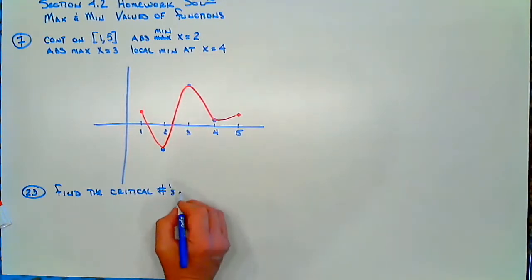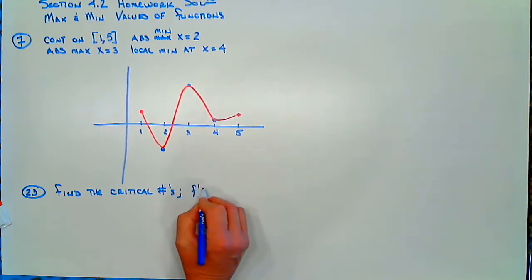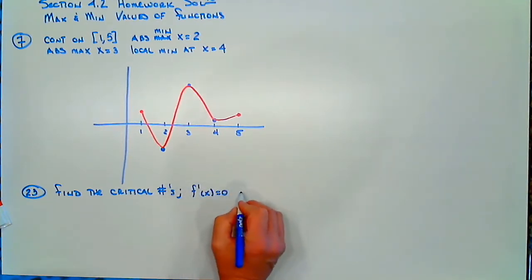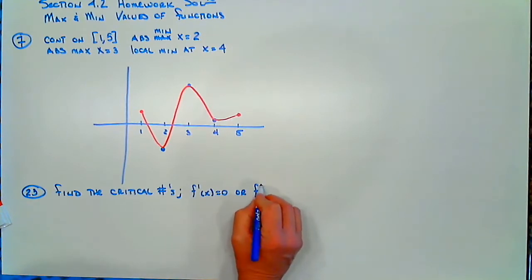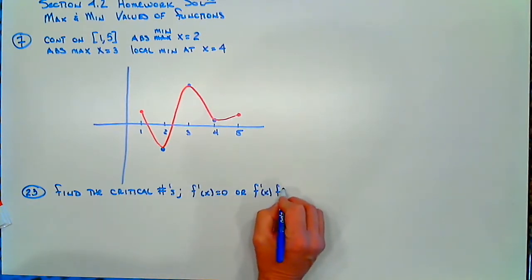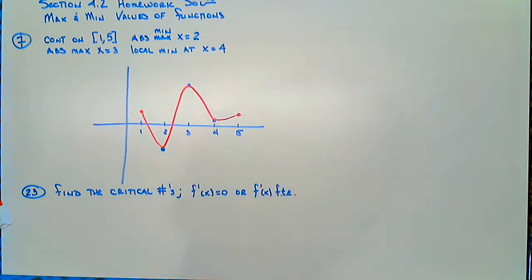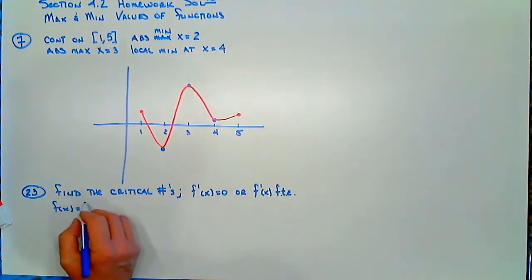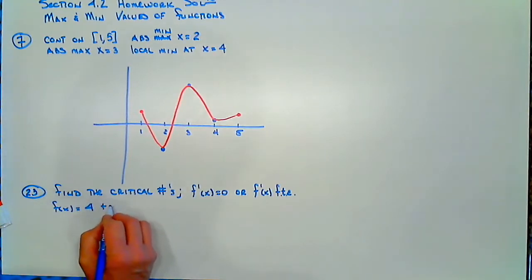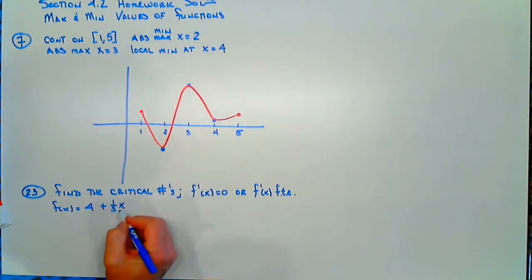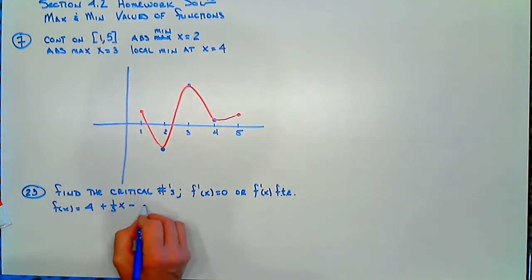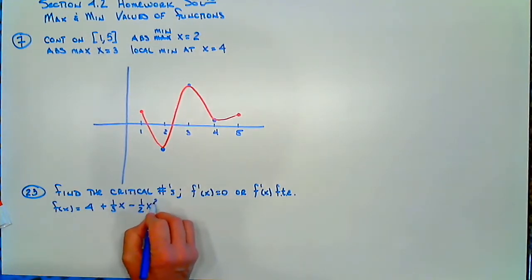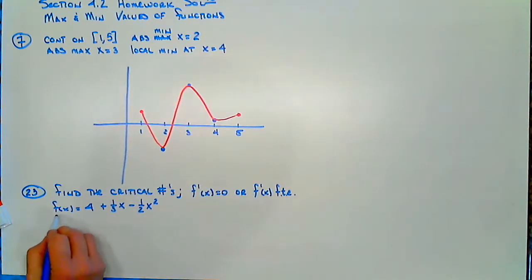Now remember, what's a critical number? A critical number is where f prime of x equals 0, or f prime of x fails to exist, right? Those are our definitions of critical numbers. So the first step when we're asked to find a critical number is to write down the function and take its derivative. So we have f of x equals 4 plus 1/3 x minus 1/2 x squared. That's my function.